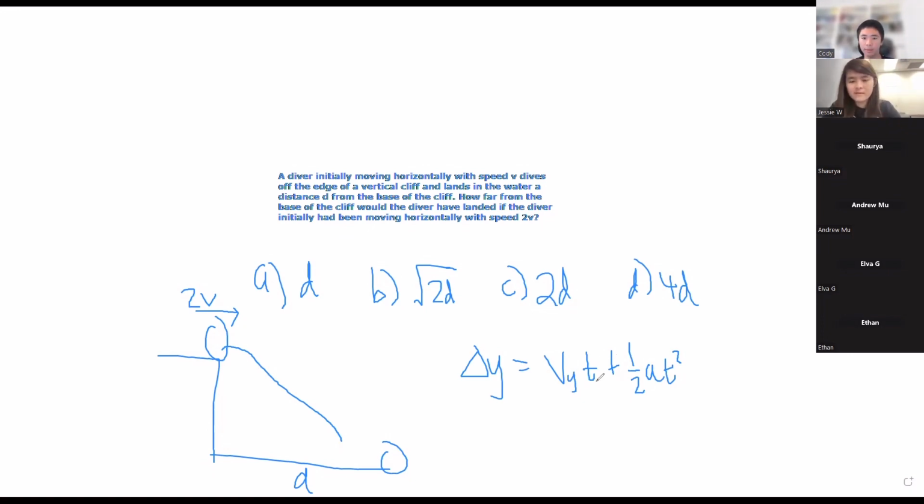But one thing we can see is all that's changing is the horizontal speed. You can just think about it logically. You don't have to actually solve with numbers. All we're changing is the horizontal speed, so that doesn't have an effect on the vertical direction. Since we use the vertical direction to solve for time, and that doesn't change, the time the diver's moving is still the same, right? For the x direction, delta x is equal to vt, since there's no acceleration in the x direction. Since the time is the same and the speed is doubled, the distance would be doubled. So the answer would be C, 2D.